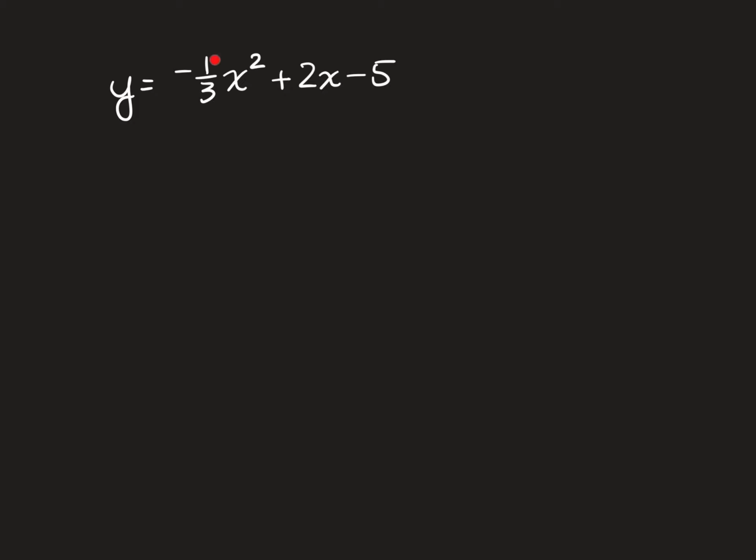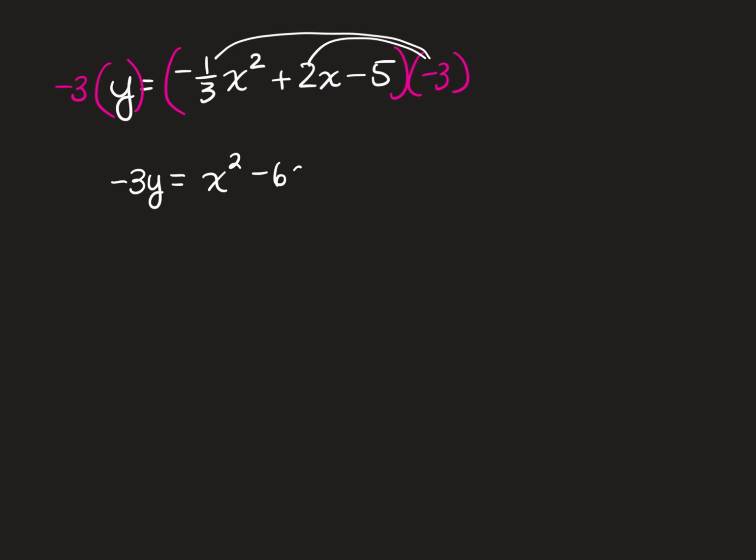But once again, I need this coefficient in front of my x squared to be 1 because I need it to be a square with dimensions of x by x. So to achieve that, what I'm going to have to do first is multiply both sides by -3. So what that gives me then is -3y equals, okay, -3 times -1/3 is going to be positive x squared, and then -6x, and then positive 15.